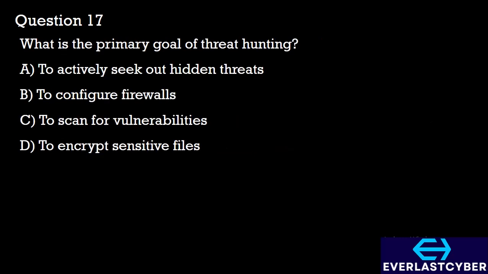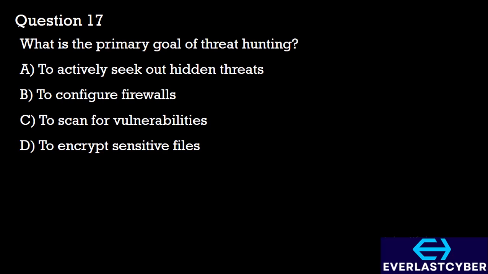Question 17. What is the primary goal of threat hunting? A. To actively seek out hidden threats. B. To configure firewalls. C. To scan for vulnerabilities. D. To encrypt sensitive files. Threat hunting is a proactive security practice where analysts actively search for hidden or unknown threats in a network or system.